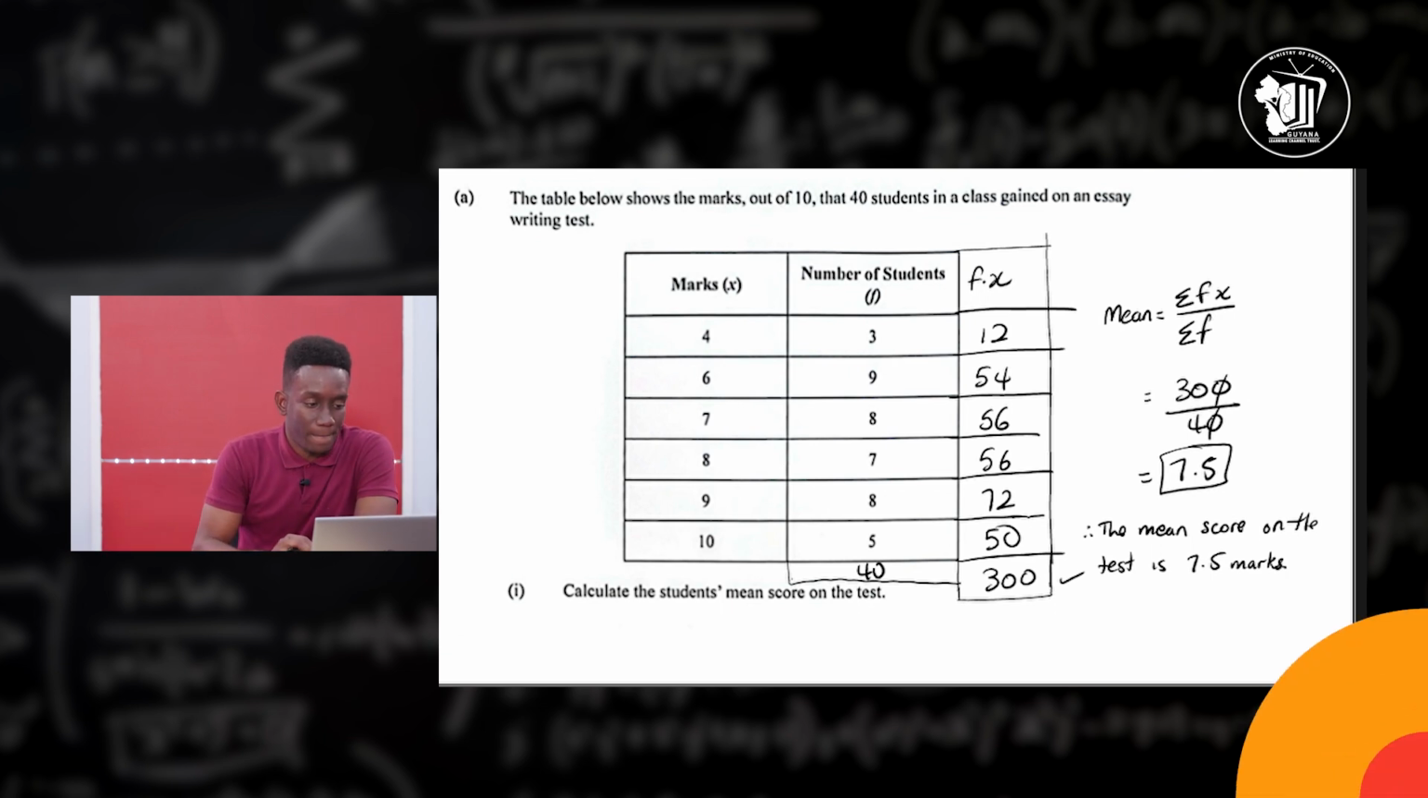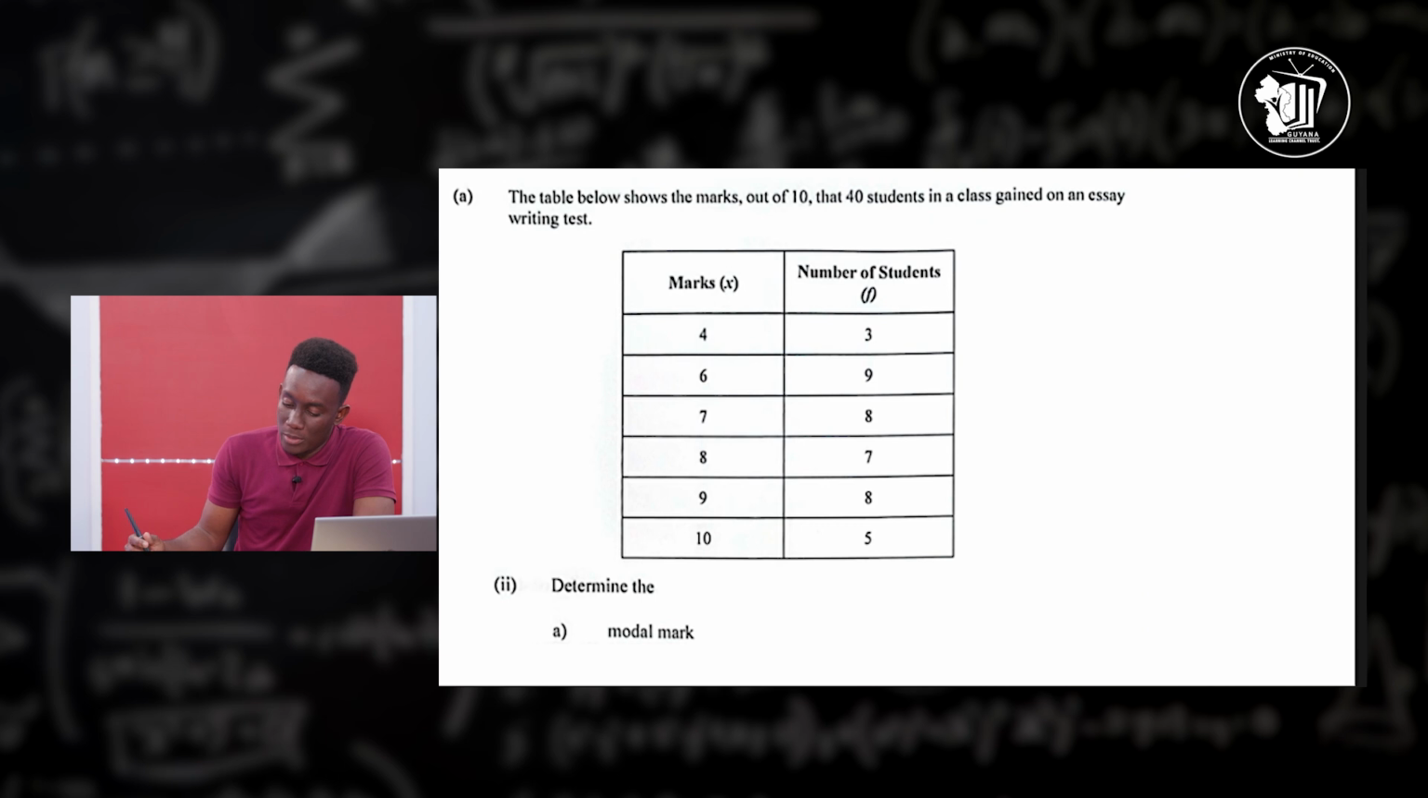So let's move on. The next part says, determine the modal mark. Modal means the mode, which is the mark that occurs the most, the mark that most of the students got. For 6 marks, 9 students got 6 marks. So the modal mark would be 6, because 9 students, which is the most out of all, got 6 marks.